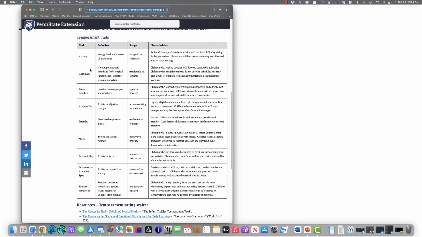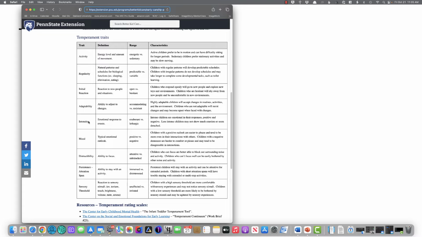But the activity level: are they very energetic or sedentary? How regular are they? Are they predictable about when they want to eat, when they want to sleep, or very variable? What's their initial reaction to new people and situations? Are they open to that or very reluctant with that? Do they adapt easily to changes? Are they resistant to that, or do they accommodate those kinds of things easily?